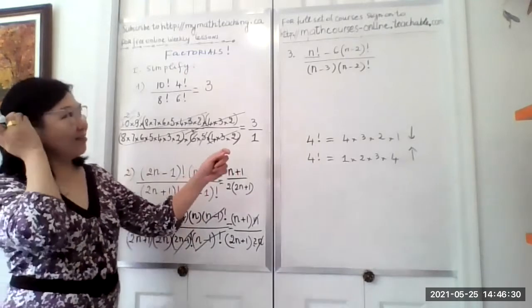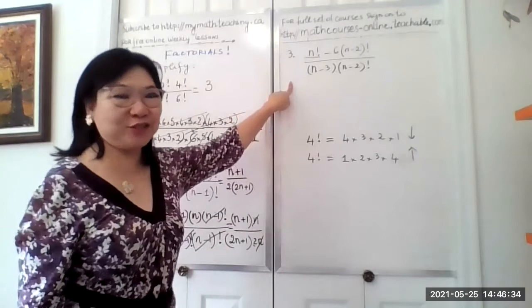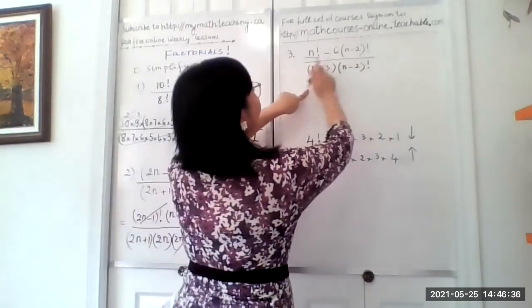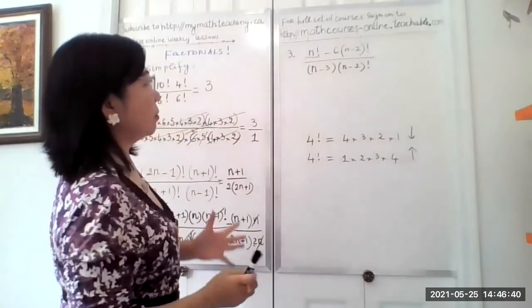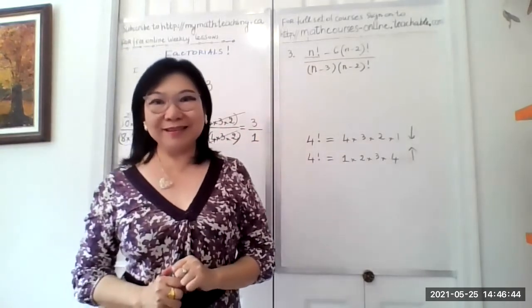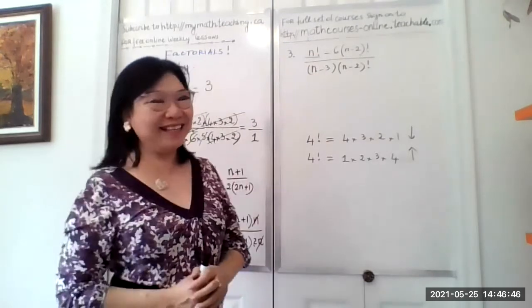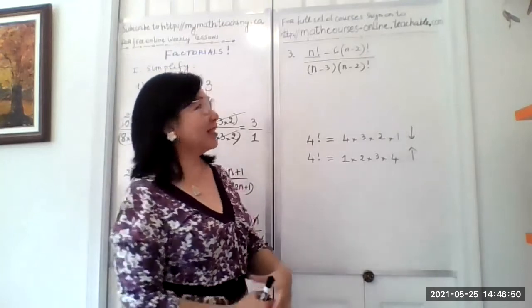Okay, so now I'm going to go to the next question, number 3. How are we going to expand this one or cancel this? Let's take a look at it. This is a complex expression, right? More complicated than this one. How are we going to do this?